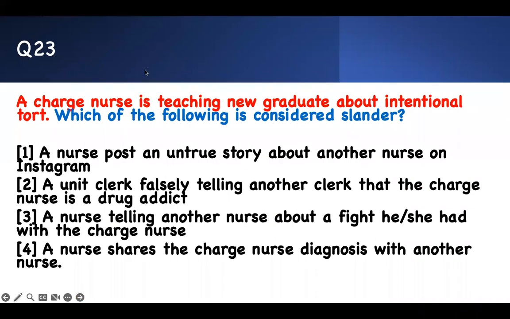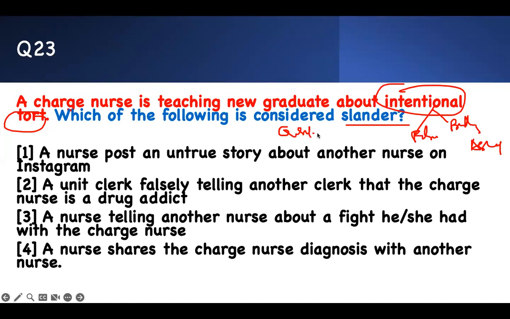Number 23. Same strategy, okay? A charge nurse is teaching a new graduate about intentional torts. You did something intentional, intentional tort. That means you intentionally did it. Which of the following is considered slander? I try to make it easy for you. You know intentional torts are what? False imprisonment, okay? Battery, you assaulted the patient, okay? And I put them as quasi-intentional torts: slander and libel, right? Those two.